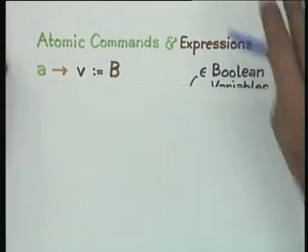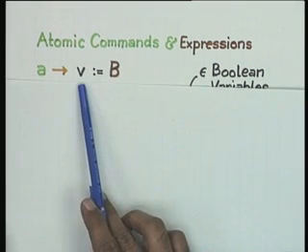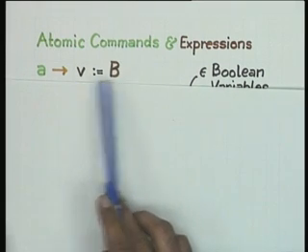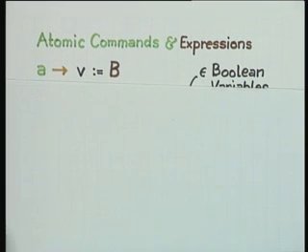Yeah. So, the grammar for atomic commands is just of this form. Let us assume that V is a Boolean variable and B is a Boolean expression, then V assigned B is this atomic command. Okay.